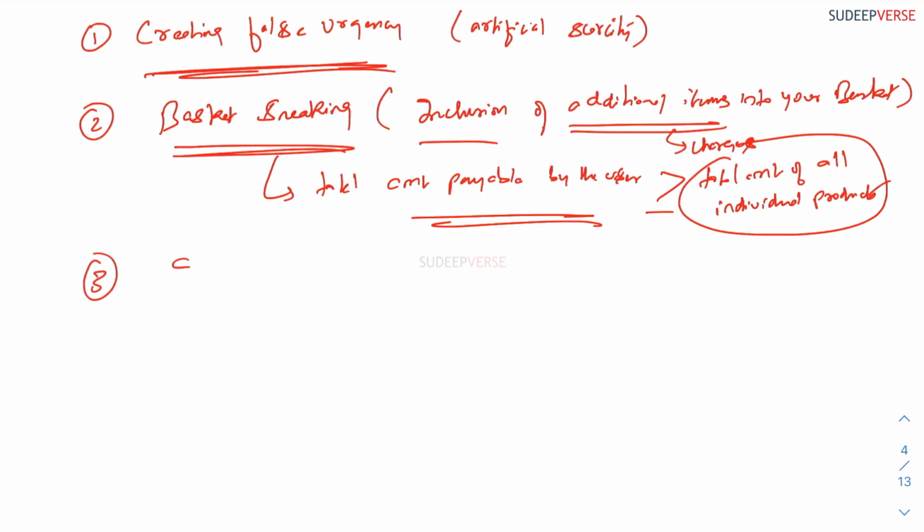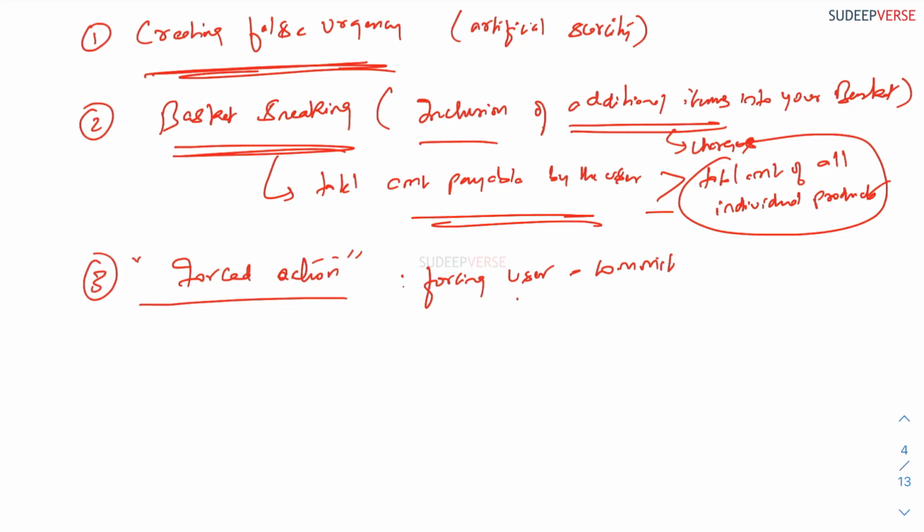The third dark pattern is forced action. Basically, this is forcing the user to commit. Now, how do you do it?